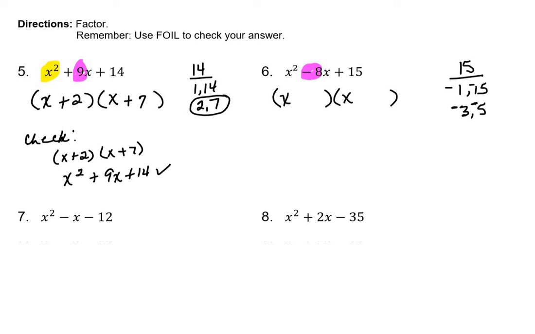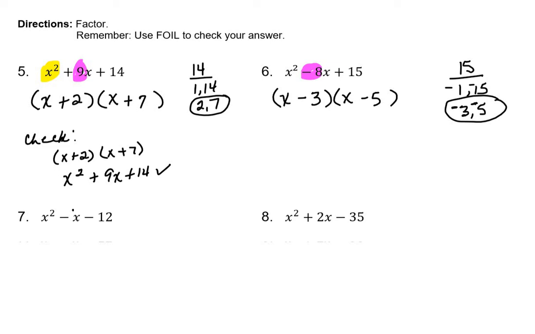And when I add them together, I want them to get negative 8. So I'm going to be using negative 3 and negative 5. So x minus 3, x minus 5 is my answer. Okay, problem 7, I have x squared minus x minus 12.